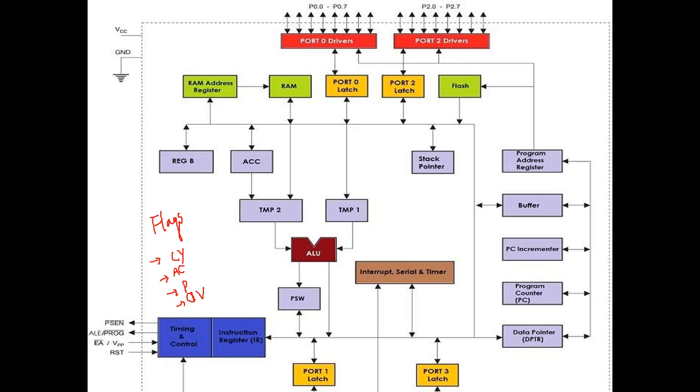And next, another important topic of the 8051 microcontroller is interrupts, serial and timer. Even in the case of the 8086 we discussed interrupts also. Basically, here in the case of the 8051 also, they are hardware interrupts.